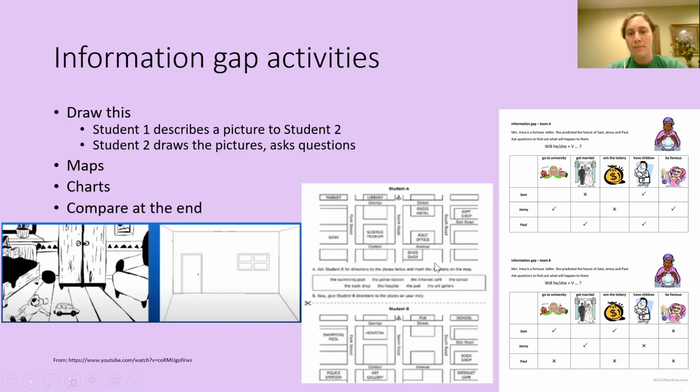You can also do maps where there's information gaps and you're asking how to get somewhere or where someplace is, so they can practice giving directions.